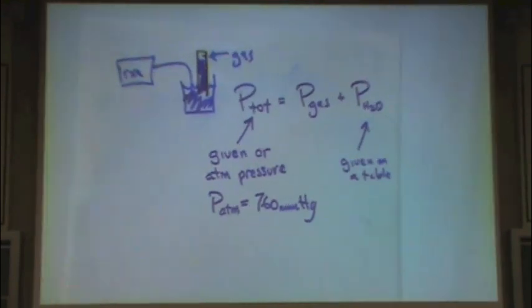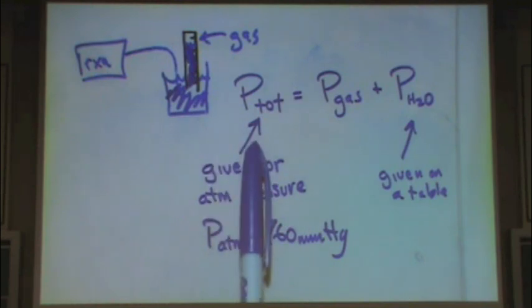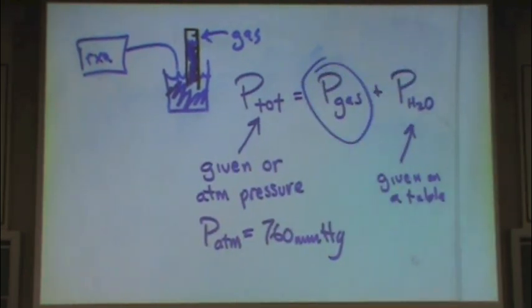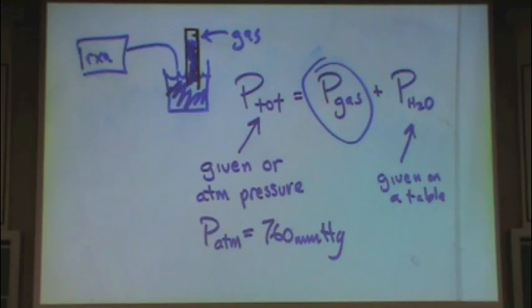So notice what happens now. If this is given or atmospheric pressure, and this is from a table, it's super easy to now solve for the pressure of the gas. It could be as simple as that, the simple question, or this is typically also paired, and it might say, oh, how many moles of gas are collected? If you needed the moles, you've got the pressure, you typically got the temperature, you're going to use the ideal gas law at this moment.